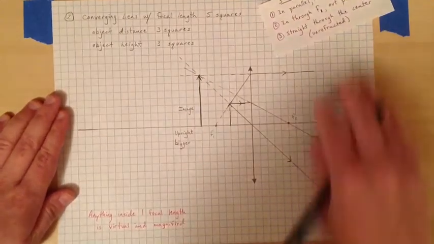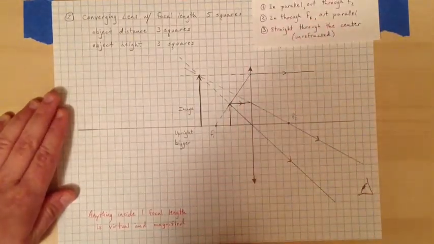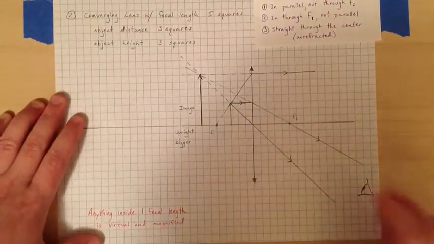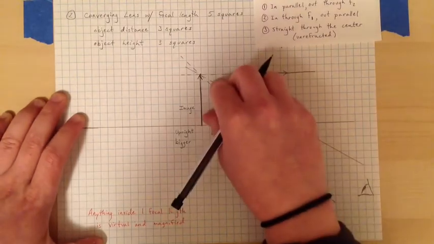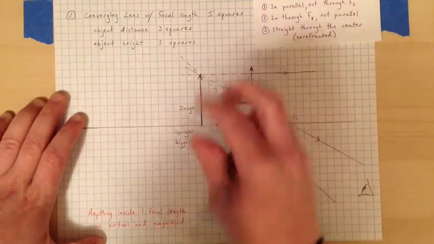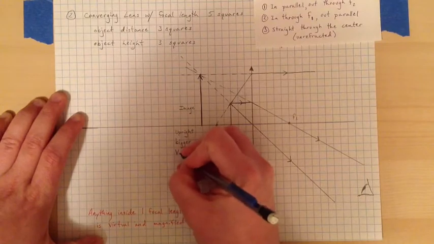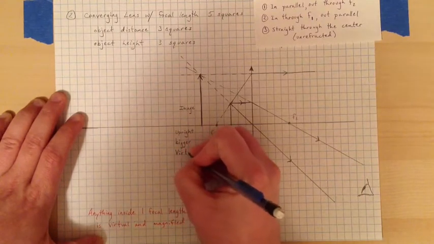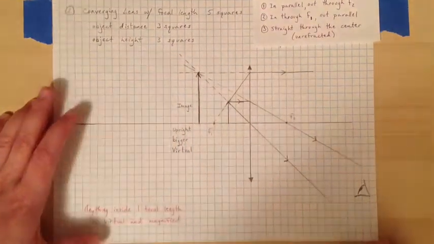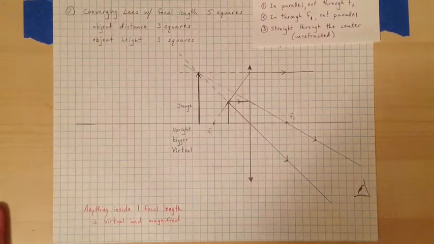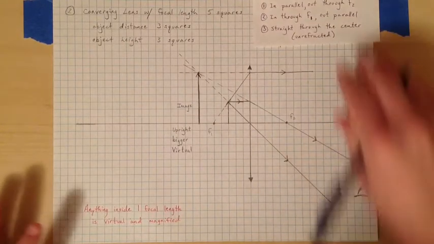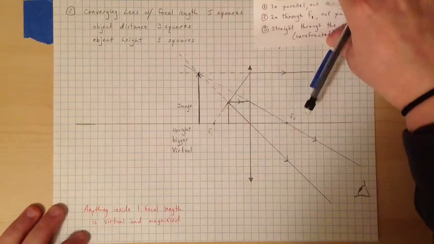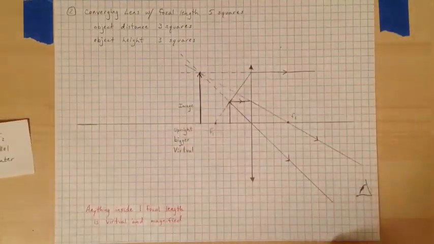And then think to yourself, is this image real or virtual? It's virtual because I'm looking through the lens to see it back here on the other side. The other way to know that it's virtual is that it's upright. All real images will be flipped upside down. Okay, so those are our 2 examples of ray diagrams with converging lenses.